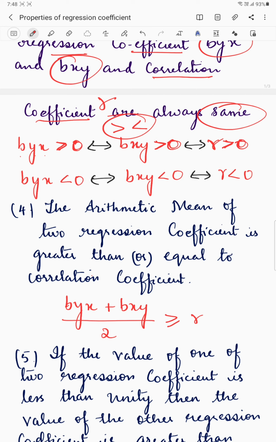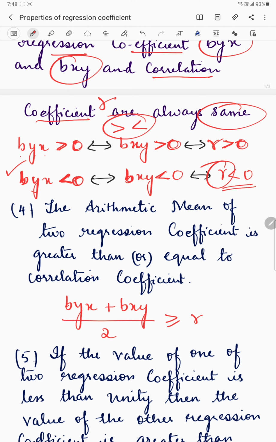That means if the regression coefficient values are positive, even the correlation coefficient should be positive. Okay, similarly this part you can see byx lesser than 0. Lesser than 0 means what? -1, -1, -2, it is going to be lesser than 0. It's going to be the negative side of it. So if byx is lesser than 0, then bxy also will be lesser than 0, and the correlation coefficient also will be lesser than 0. That means all the values should be negative.